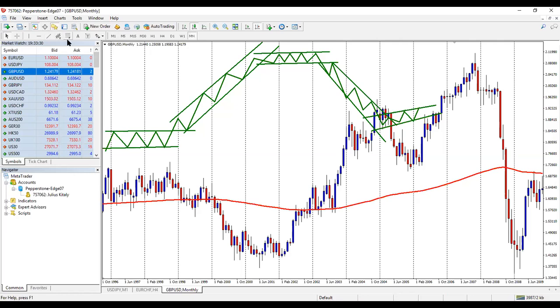You can see here we have higher highs, higher lows, higher highs, higher lows, higher highs, higher lows. Here we have lower highs, lower lows, lower highs, lower lows, lower highs, lower lows. That is how the market keeps on moving every time.